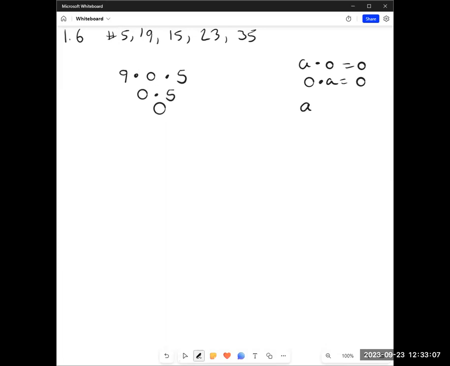Remember also that you have a special multiplication property that anything times 1 is itself, and that the order of multiplication does not matter. It's also another important property to remember. All right.